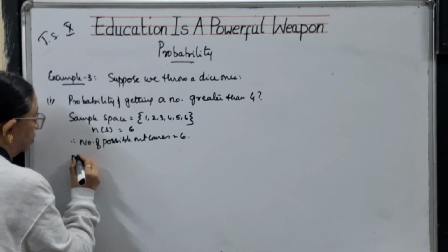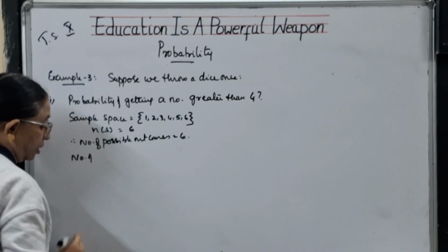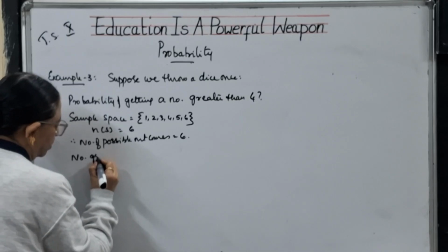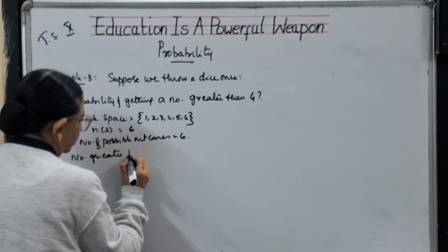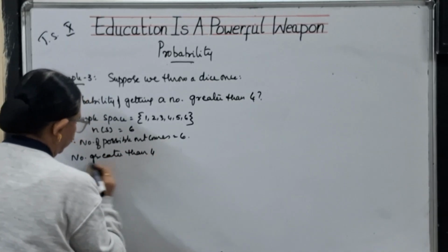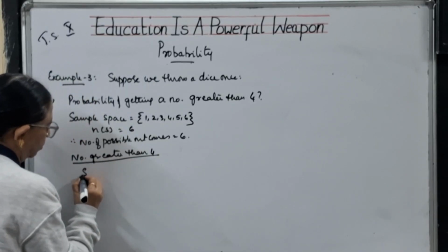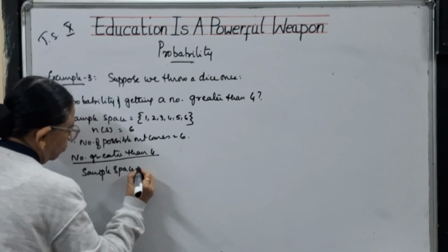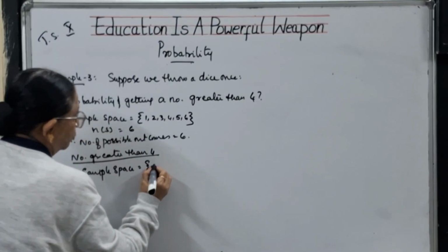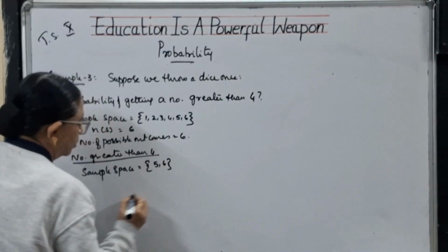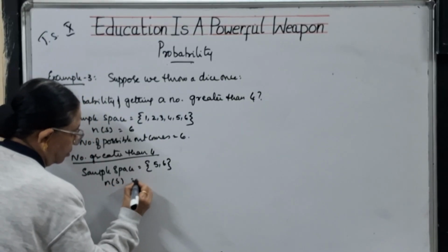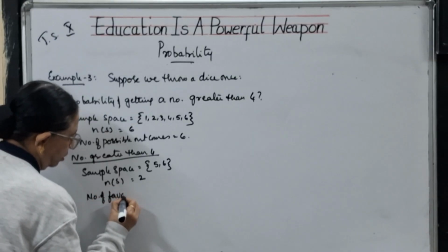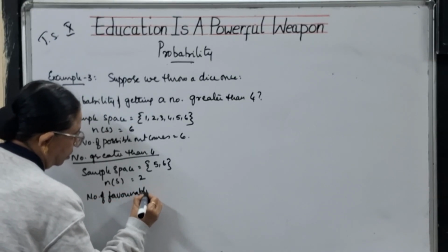Now, probability of getting a number greater than 4. This is the question. Number greater than 4. For this, let us write the sample space. What is the sample space? Greater than 4 means 5 and 6. So, n of S here is 2. So, the number of favorable outcomes.